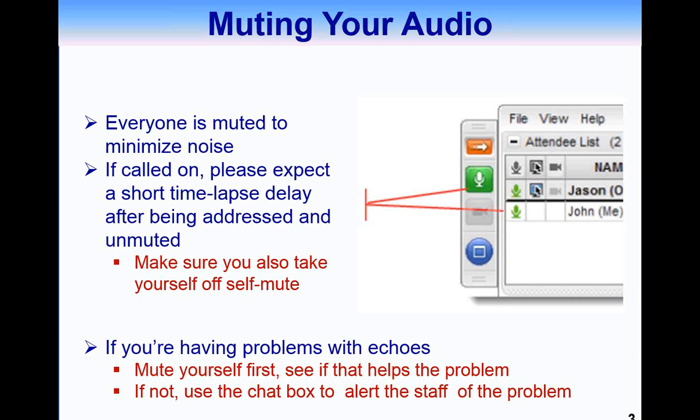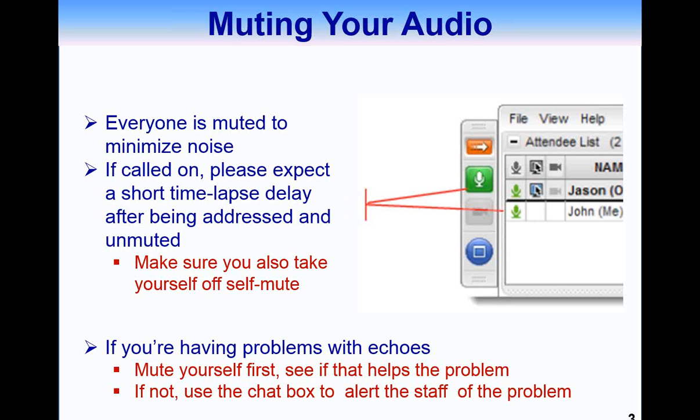All right, most of you have been with us before, so you should be familiar with this. There are two ways that you can mute your microphone. We actually have you on mute right now, so unless we unmute you, you can't do anything with it. But if you raise your hand and ask a question, as soon as you're finished talking, please put yourself back on self-mute. That way it minimizes the background noise that we see. If you're having problems with echoes, please mute yourself first and see if that helps the problem. If it doesn't, then please use the chat box to alert us to a problem.